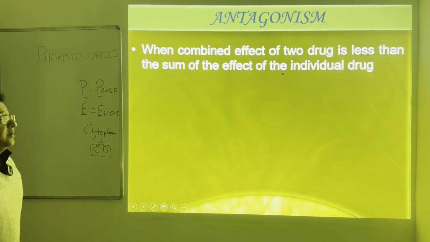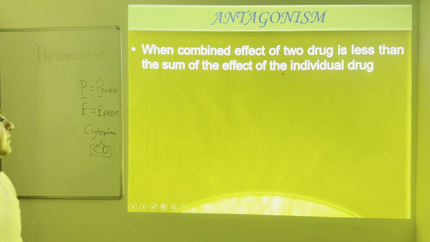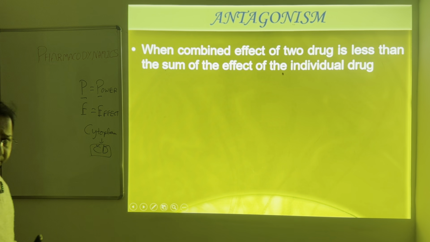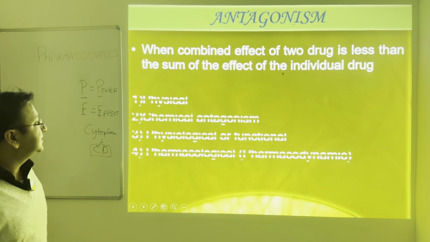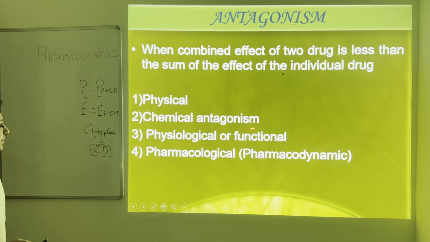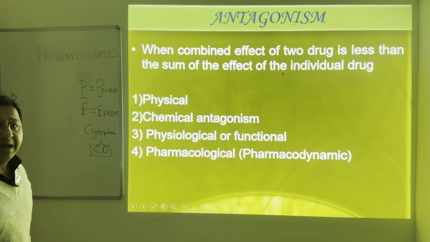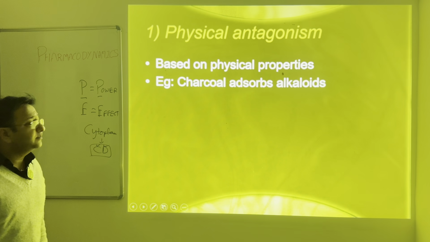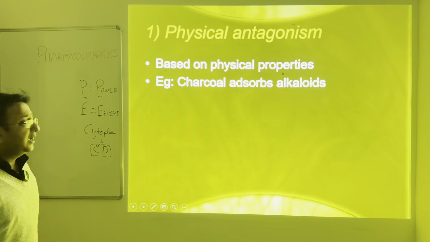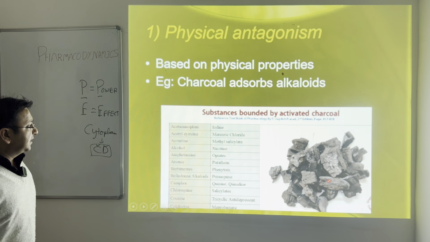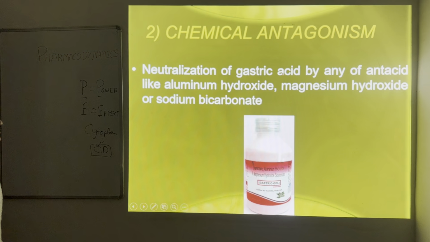So antagonism. Now coming to antagonism, various types of antagonists are there. Antagonism is when the effect of a drug is less than the sum of the effects of the individual drugs. There are four types: physical antagonism, chemical antagonism, physiological and pharmacological. In physical antagonism, activated charcoal absorbs the alkaloid. This is the example of physical antagonism, charcoal.